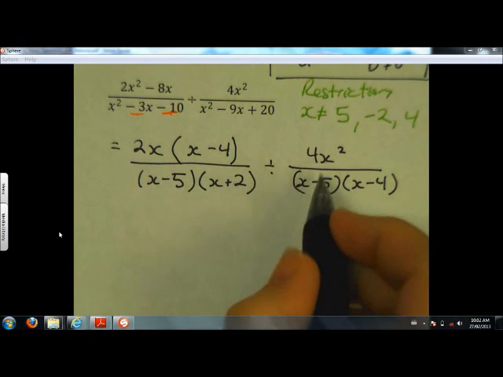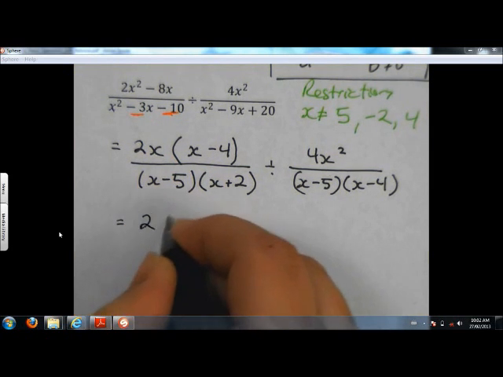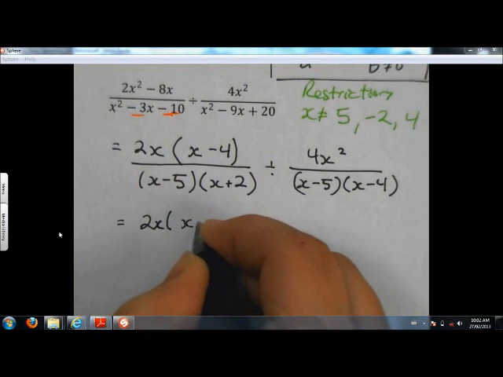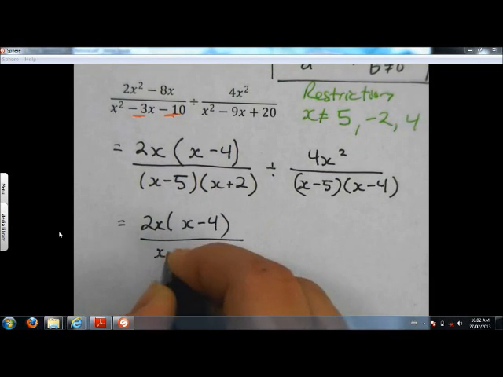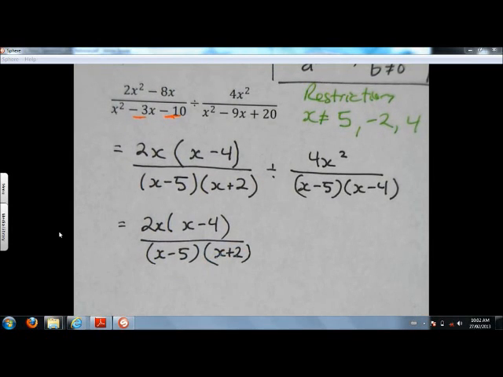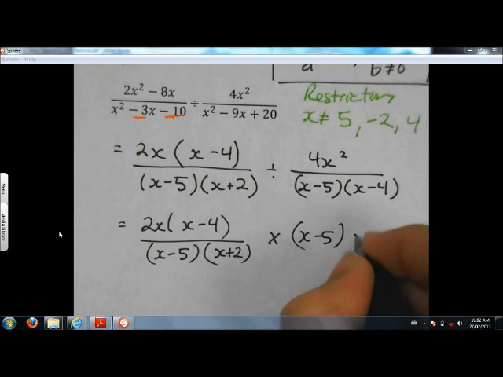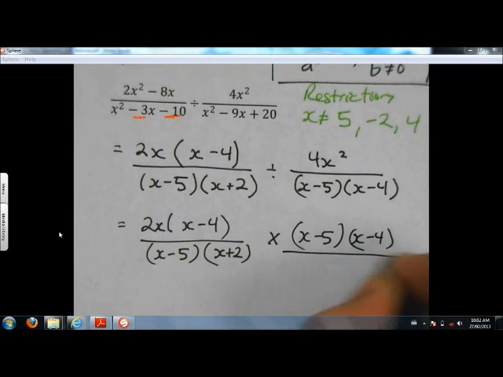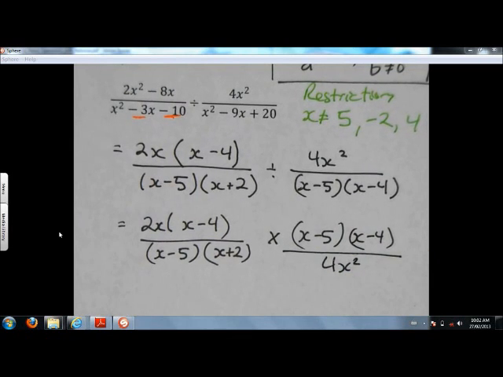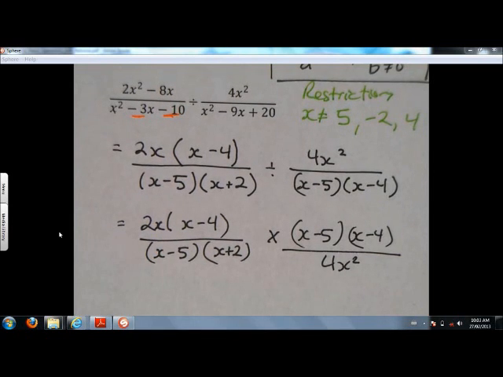I'm dividing a fraction. So let me flip and multiply. 2x, x minus 4, over x minus 5, and x plus 2. My first fraction stays the same. I'm going to now multiply by x minus 5, x minus 4, over 4x squared. Now some of you are getting the hang of this. Some of you are going to say, well, can we cancel right away? Yes, you can absolutely cancel this, and you're going to cancel the x and x's as well.